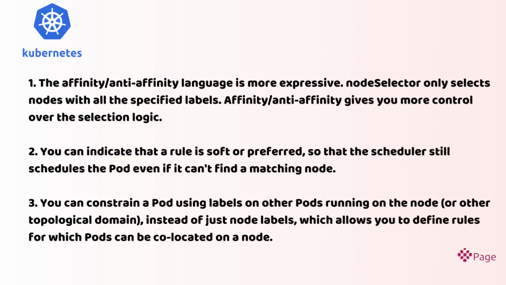You can constrain a pod using labels on other pods running on the node, or other topological domain, instead of just node labels, which allows you to define rules for which pods can be co-located on a node.